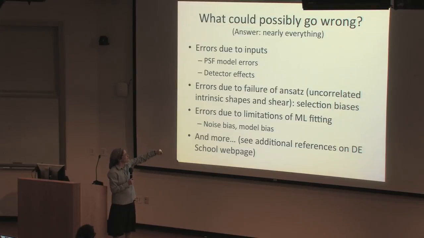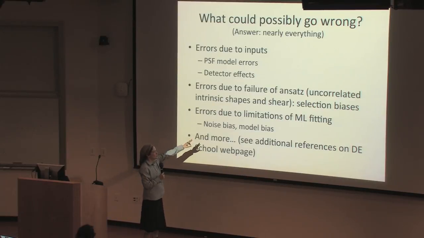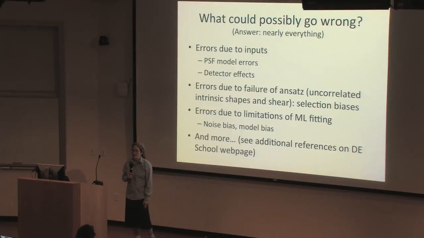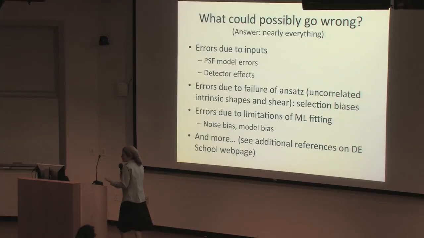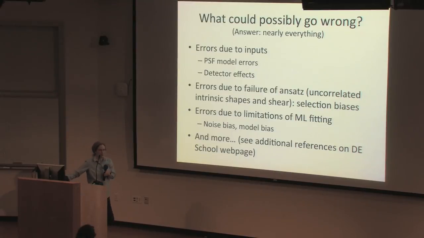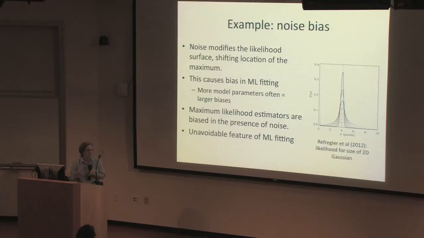Selection biases we're going to talk about more in a bit, so I won't talk about that here. There can be errors due to the limitations of maximum likelihood fitting. If you try to do maximum likelihood fits, you can get an effect called noise bias, which I will illustrate on the next slide. Or maybe your model is wrong. And there are many more, so see some of the additional references I put up.